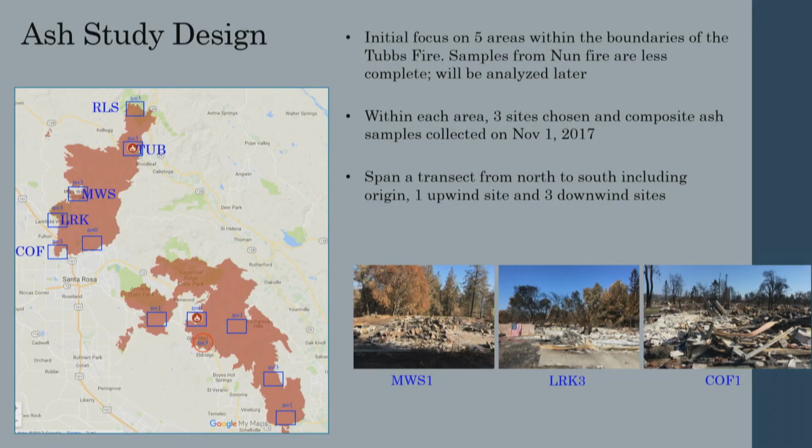Okay. Anyway, it's where the green is above the Tubbs fire. RLS is Robert Louis Stevenson Park. So they got 3 samples there. So that's just vegetation, not housing materials.